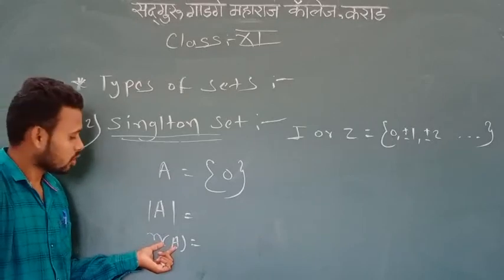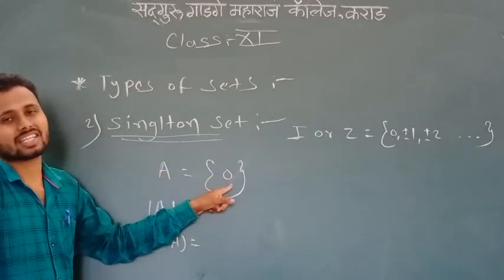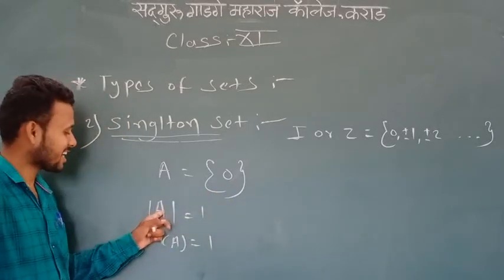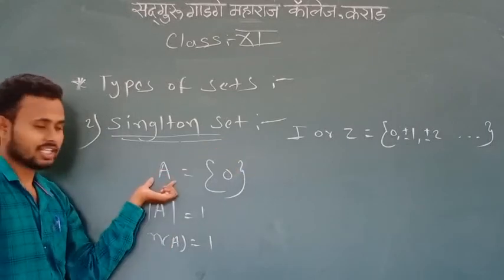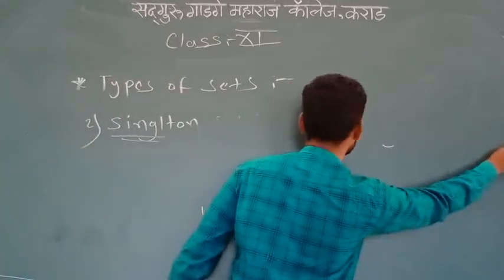Number of elements of a set: the number of distinct elements contained in the finite set A. How many elements are there? Only one, therefore n of A is 1. Cardinality of A is 1. Cardinality and n of A have the same meaning. That is the singleton set. Now the next set is the finite set.